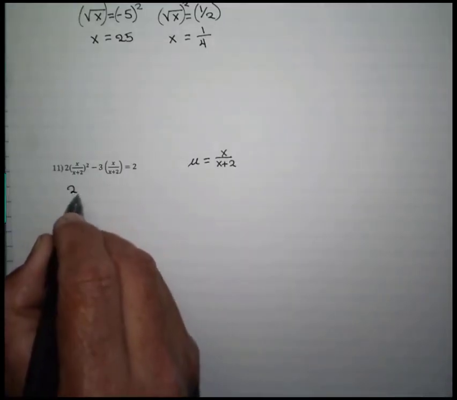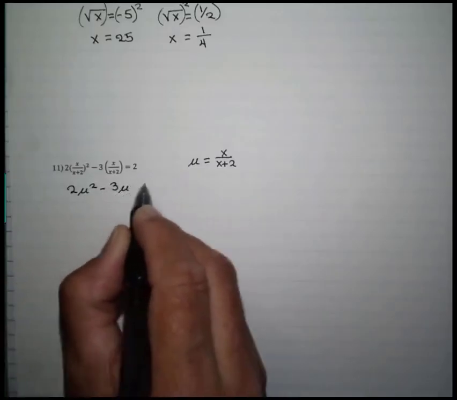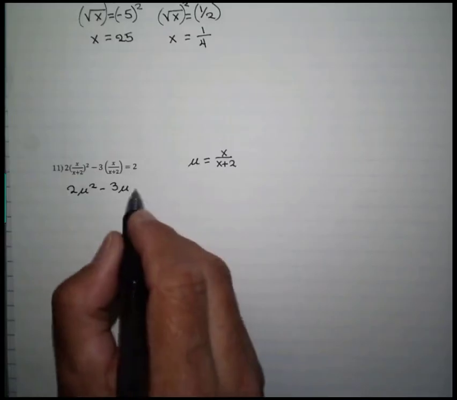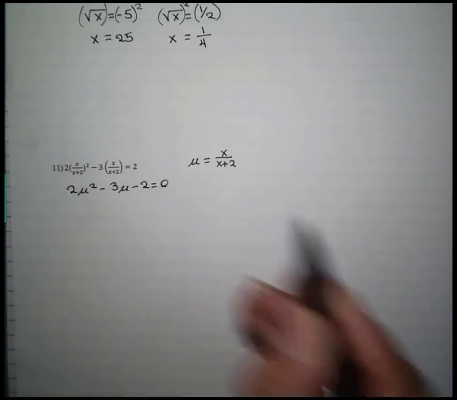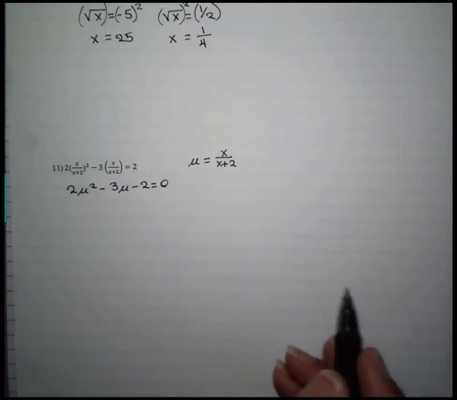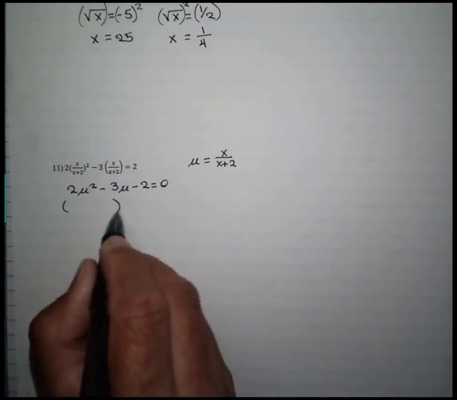So I've got 2u squared minus 3u. And look, I needed to get that 2 to the other side, so I'll just go ahead and do it. Subtract 2 equals 0, right? That helps me. It should have been the first step. So now let's see if I can factor it. It's not going to be hard to factor.